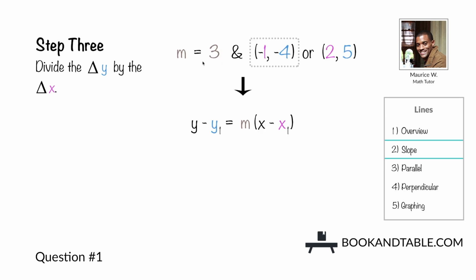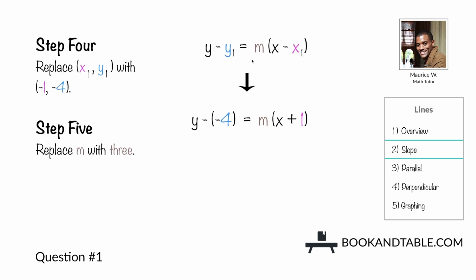Now we'll use this slope of positive 3 with either the first point or the second point in the point slope form to calculate the equation of the line. So for using the first point, step 4, replace x1 and y1 with negative 1 and negative 4. y minus negative 4. x minus negative 1 is x plus 1. Replace m with our slope of 3.